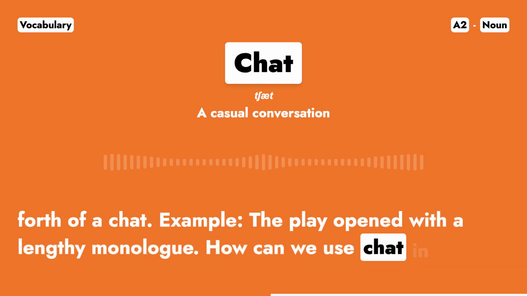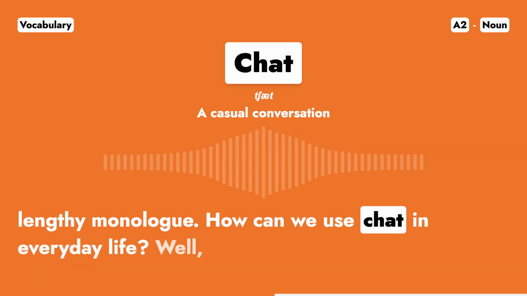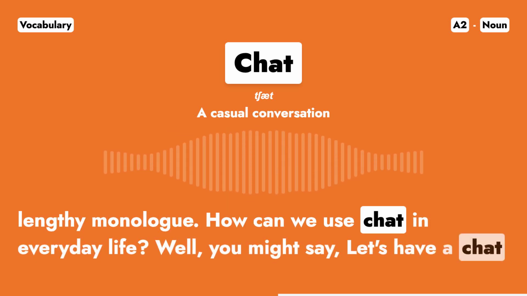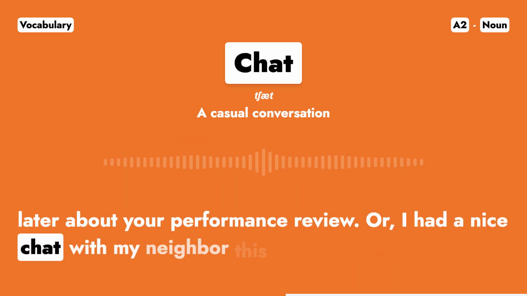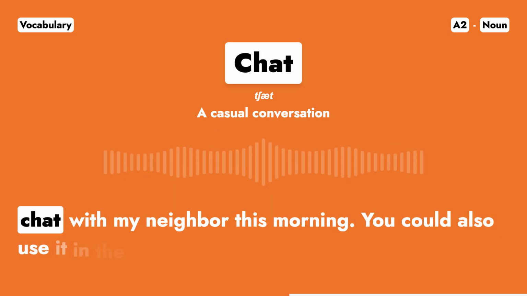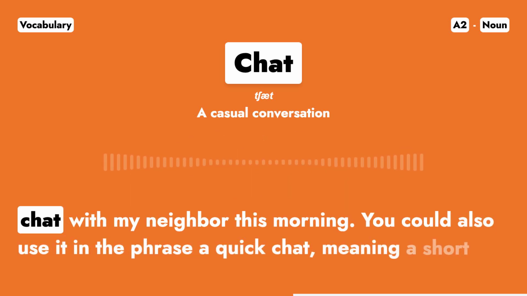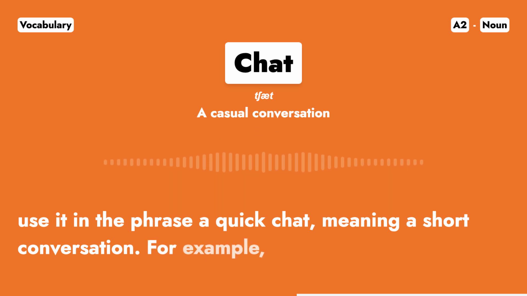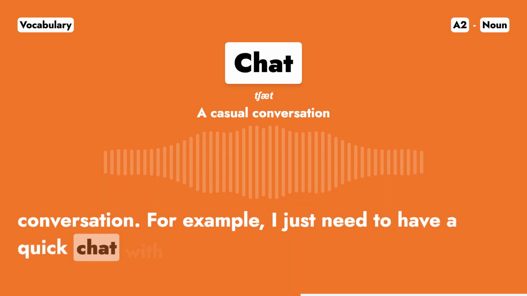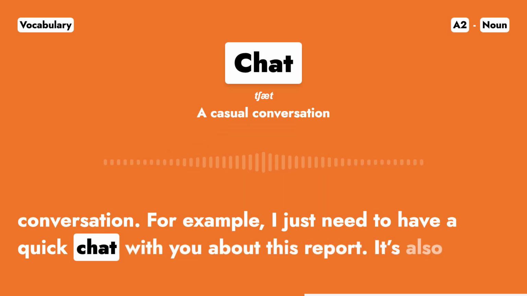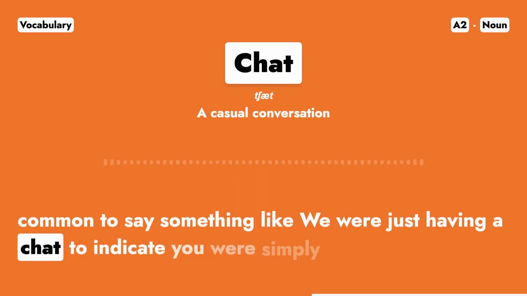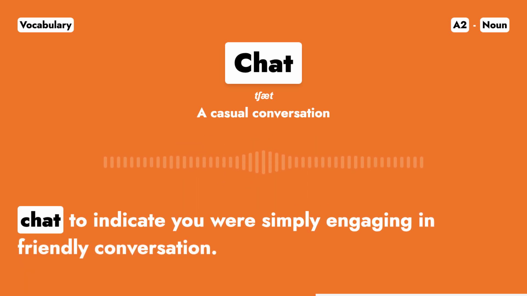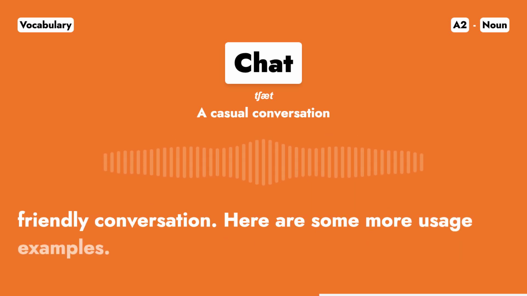How can we use chat in everyday life? Well, you might say, let's have a chat later about your performance review. Or, I had a nice chat with my neighbor this morning. You could also use it in the phrase a quick chat, meaning a short conversation. For example, I just need to have a quick chat with you about this report. It's also common to say something like we were just having a chat to indicate you were simply engaging in friendly conversation. Here are some more usage examples.